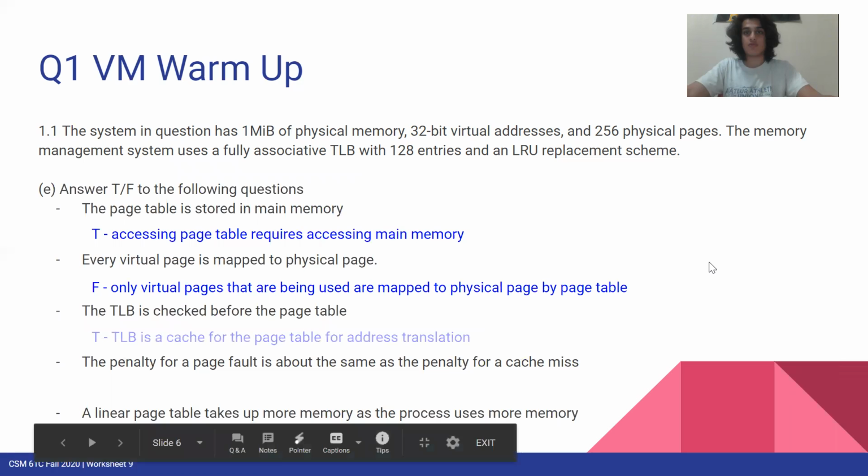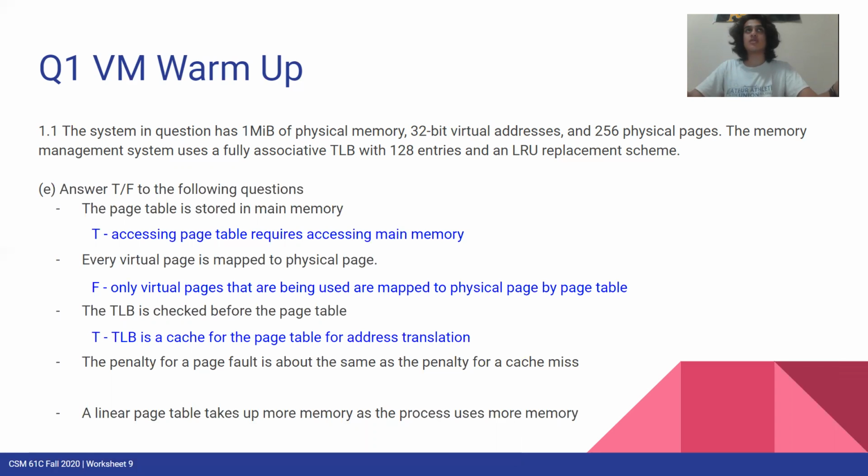So TLB check before page table. The TLB is a cache to the page table. The TLB basically speeds up our address translation because it directly maps one address to another. When we translate a virtual address to a physical address, we just look at if it's present in the TLB, and if not, we would pull it from main memory. So we would always check that before. It doesn't make sense to check it after.